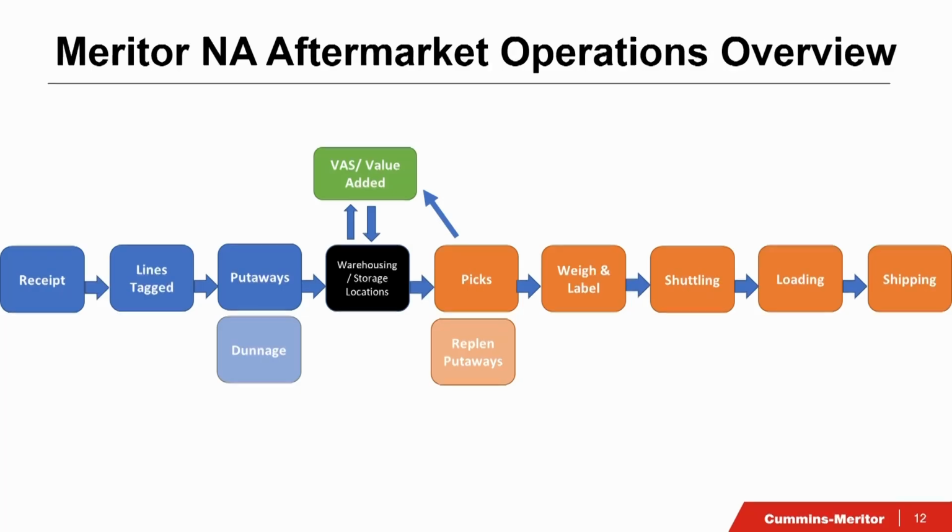So as I talk, the blue right here is receiving. It's where you receive, or your receipts. Then you have lines tagged, you have putaways, and then you have what's called these dunnage tasks. When I talk about dunnage, it's basically these pallets back in our warehouse racks that are empty, and we need to go back and grab those down and make space for new parts. Then you have that black box area, your warehouse's storehouse location.